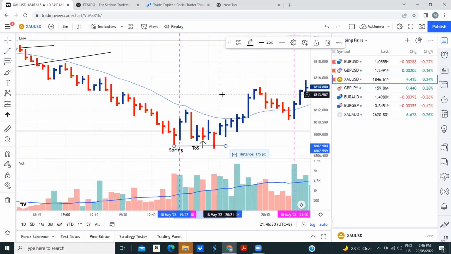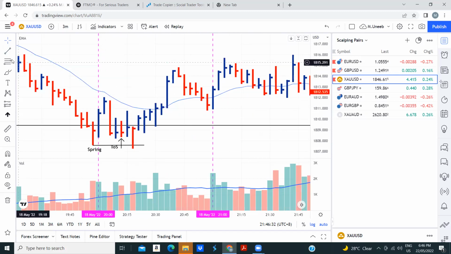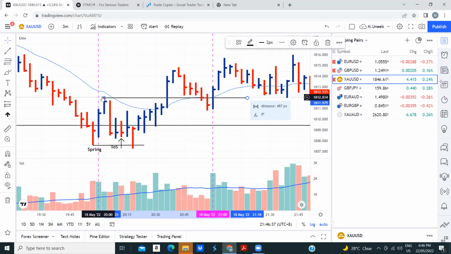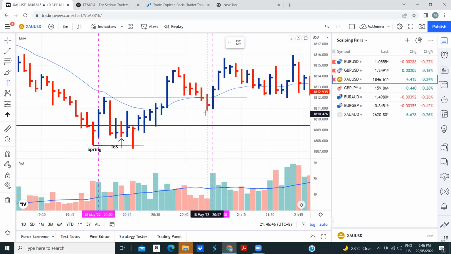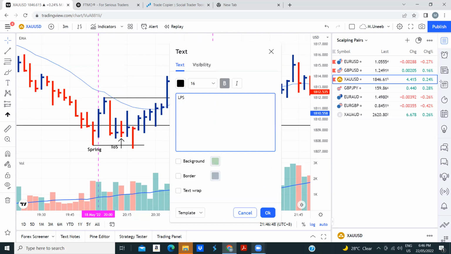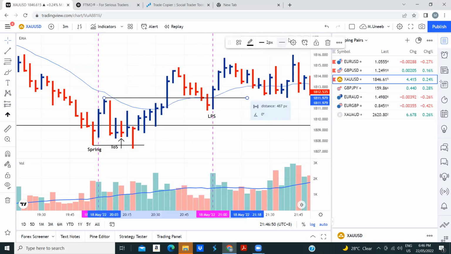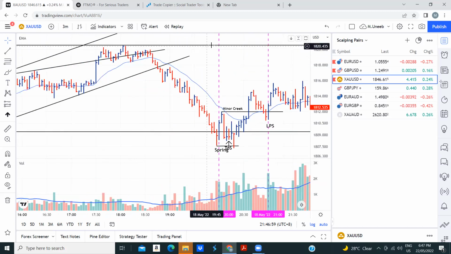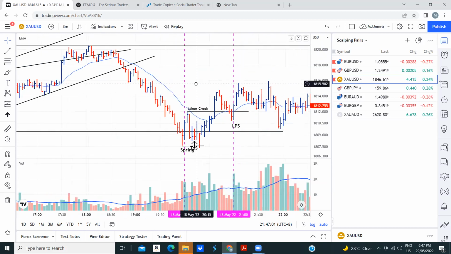Got it? And now as you go up, this is what? We draw another one. This is our last high, the previous high. And this is what? Jump across a creek, right? And this is what? LPS, am I right? Yeah. This is what? This is minor creek. Can I say this is minor creek? Right? This one is what? Major creek. This is minor creek, right?